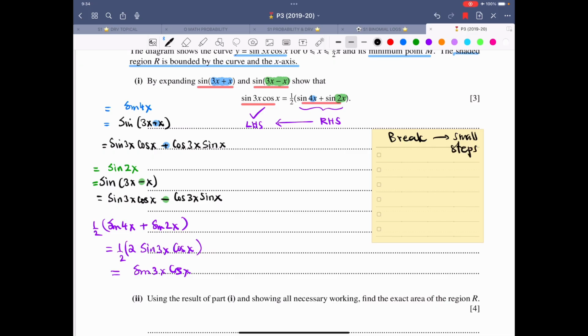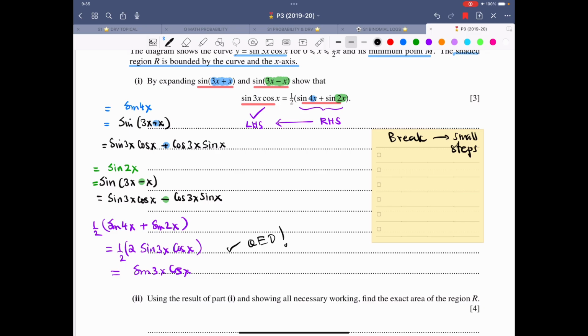So what exactly have I done? I have first focused on sine 4x, which is sine 3x plus x. Used the addition formula, I got this. Then I focused on sine 2x, which is sine 3x minus x. Used the addition formula, got this. Then I added these two up and took the half of it. There was no reason to show that since they have an opposite sign, they cancel out, because that was so obvious. So these two terms are exactly the same. There are two of them, and this half cancels out, and we are left with this. So that's quite easily done.